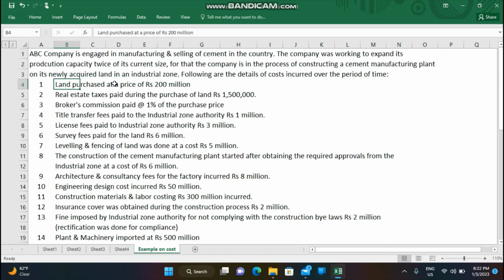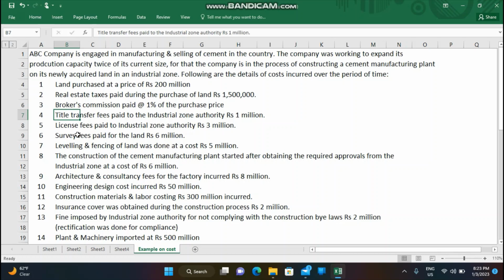Number one, we have land purchase at a price of rupees 200 million. Number two, real estate taxes paid during the purchase of land, rupees 1.5 million. Number three, brokers commission paid at the rate of 1% of purchase price. Purchase price that is given in point number one, it is 200 million. Number four is title transfer fees paid to the Industrial Zone Authority of rupees 1 million.